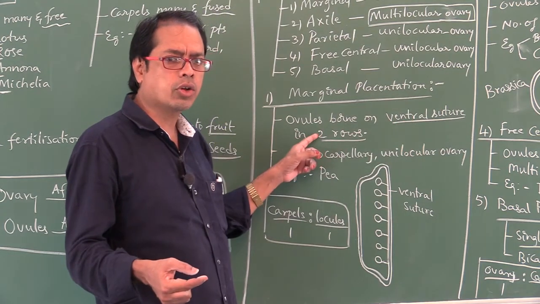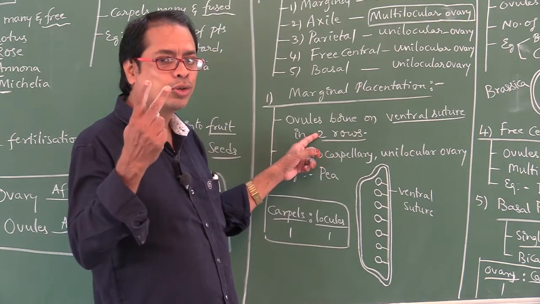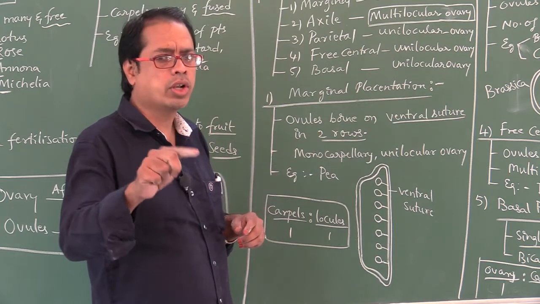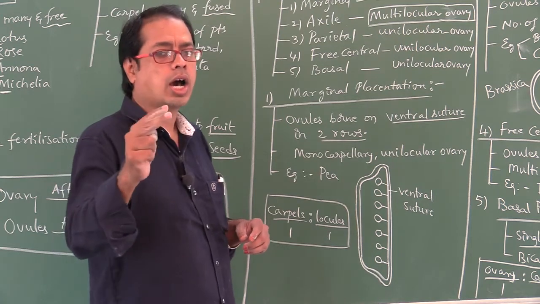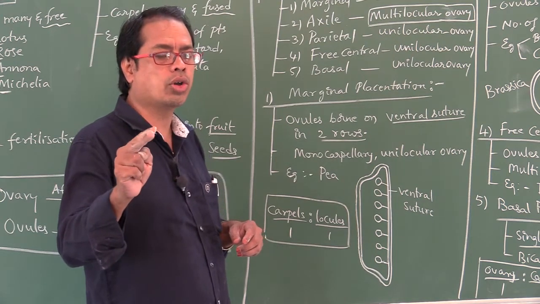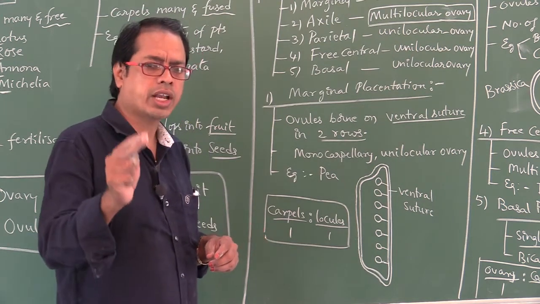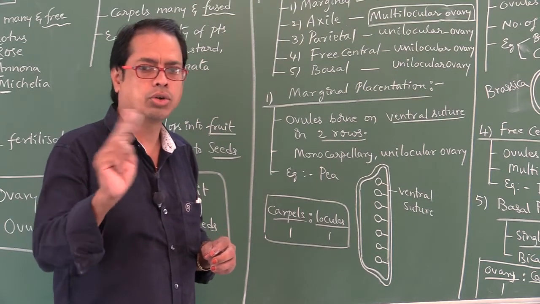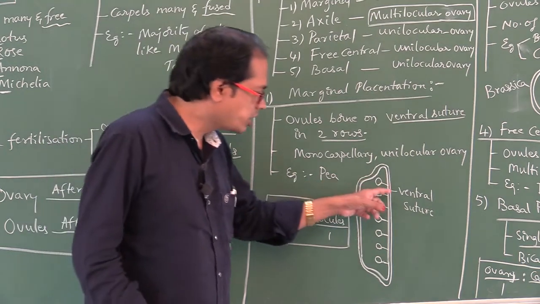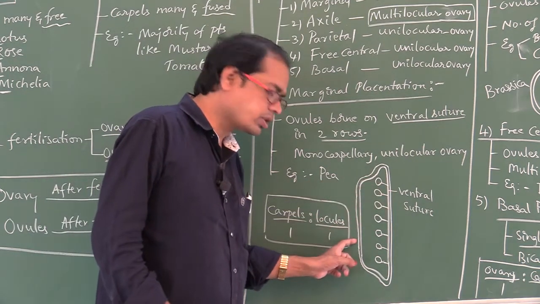So, ovules are borne on the ventral suture or margin. In how many vertical rows are those ovules arranged? Two rows. So, ovules are borne on the ventral suture in two rows. Arrangement of ovules in how many rows? Two rows. Ovules are attached on the margin, that is the ventral suture. Don't say dorsal suture. This is the ventral suture, this side is the dorsal suture.